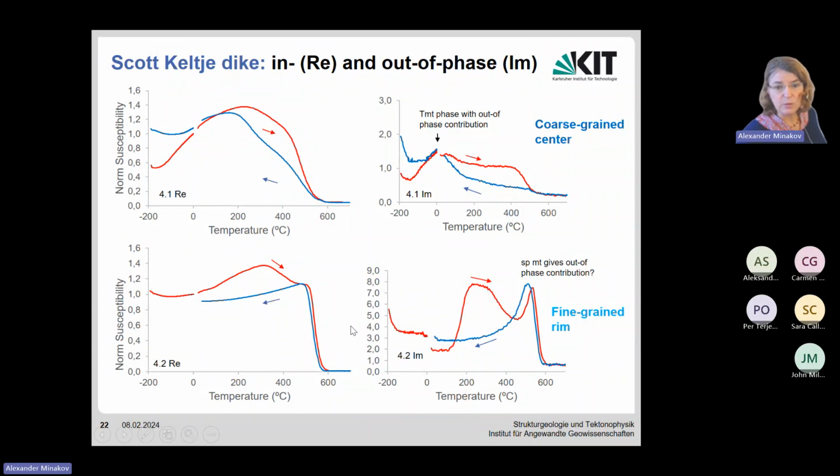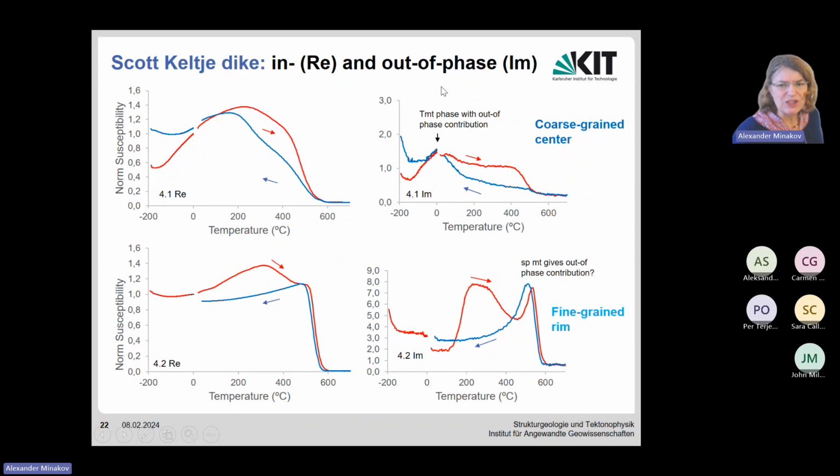So Scott Keltier, this is the fine-grained rim, and it shows a Curie temperature of 580. It's very close to magnetite, and that fits what I've shown you before. And this is a more coarse-grained inner part, and you see it's very broad. We do not see a Verwey transition here. Very broad bumps with Curie temperatures between, let's say, above 400 and between 400 and 500.